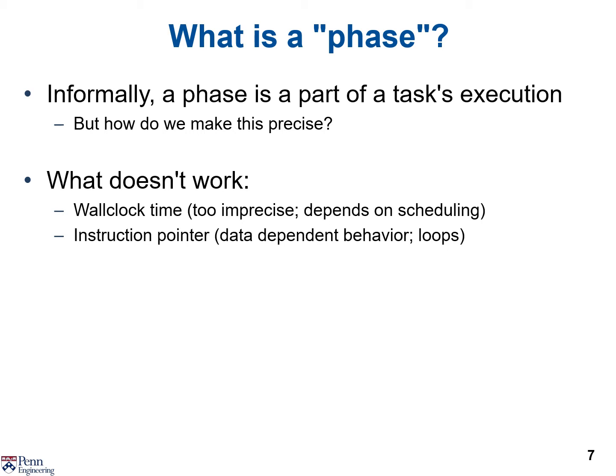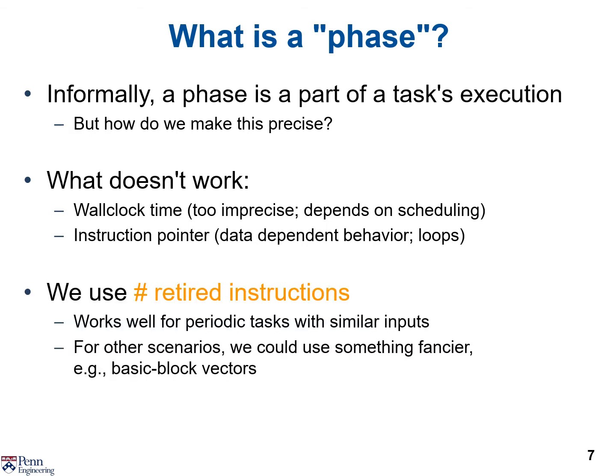We need a value that is guaranteed to increment in one direction while being consistent from run to run. Our approach is to use the number of retired instructions. We make the assumption that a task is deterministic given the same input, and so it always needs to execute the same number of instructions to finish. We found this metric performed very well when given periodic tasks with similar inputs, which are a typical workload for real-time systems.